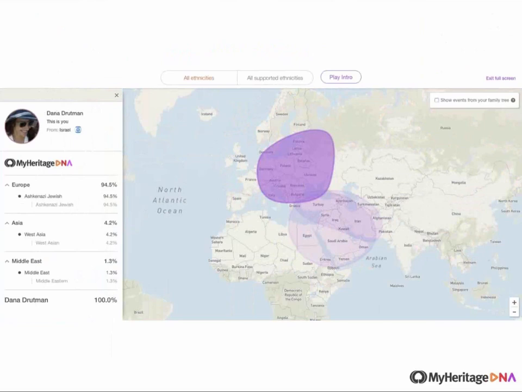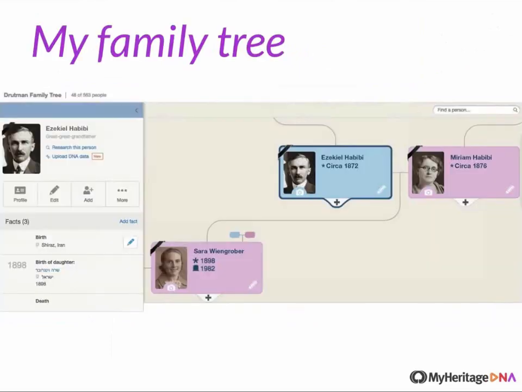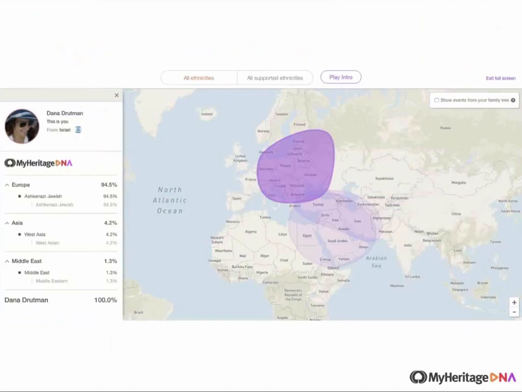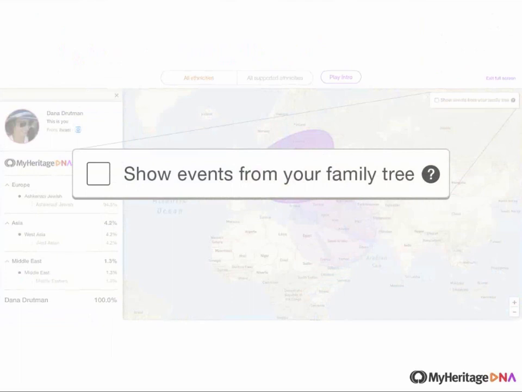So if we take a look at a part of my family tree, you can see here Ezekiel Habibi, who is my great-great-grandfather. I don't know a lot about him. I know only that he was born around 1872, and that he was born in Shiraz, then Persia, and now Iran. This is the same information that I know about Miriam Habibi, his wife. I know that she was born about 4 years after he was born, and that she was born in the same place.